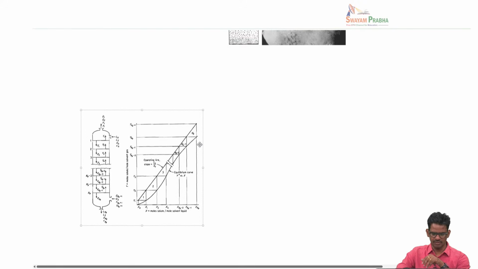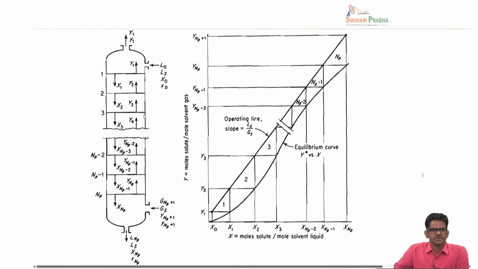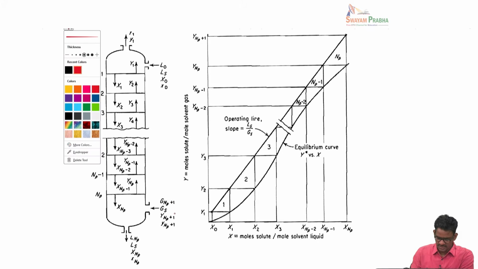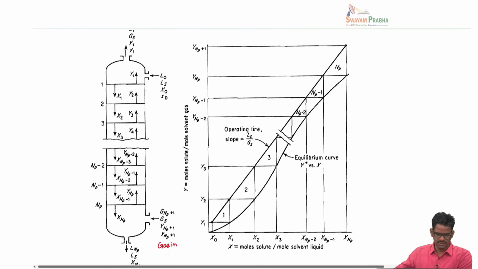Now this calculation can again be done in two ways. One is a graphical method, another one is an analytical method. Okay, so in terms of a graphical method, we can show the column in this particular schematic. So here is a schematic. What you see here is that gas is coming in here. Okay, this is gas in, and this is gas out, and here liquid is in and then here it goes out.